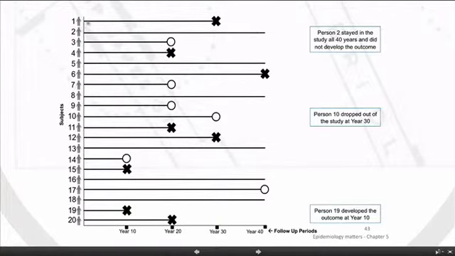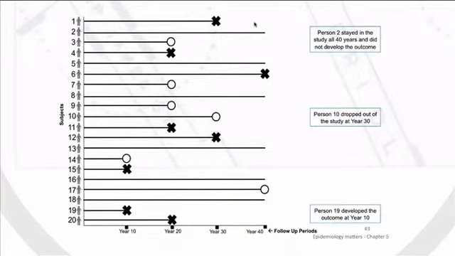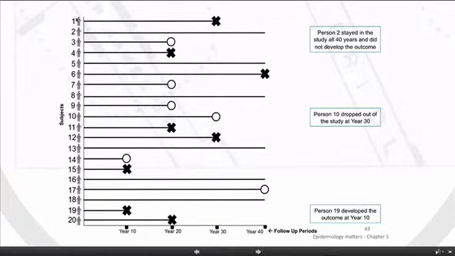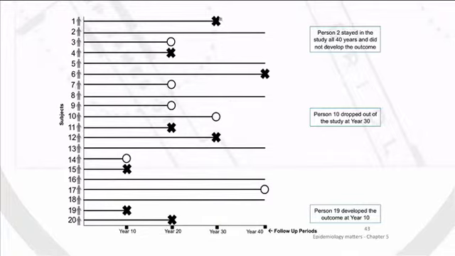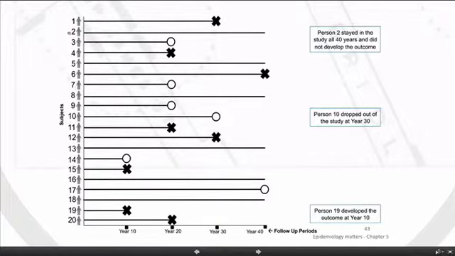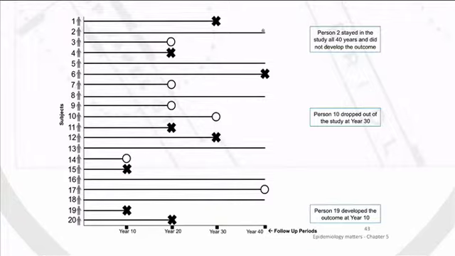Person one is in our study, we're following them, and then at year 30, they got our outcome. They're no longer at risk, because remember, at risk means they have the potential to get our outcome. Once someone has gotten our outcome, they're not at risk anymore. So person one has contributed 30 years of person time to our denominator. Person two stayed in our study for all 40 years and didn't develop the outcome. They contributed 40 years of person time to our denominator.